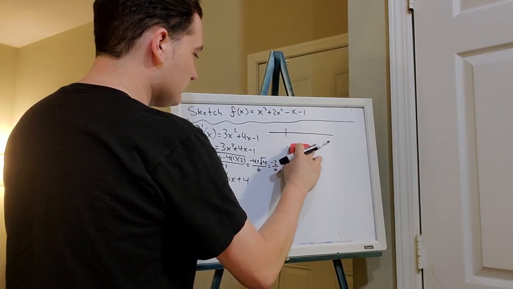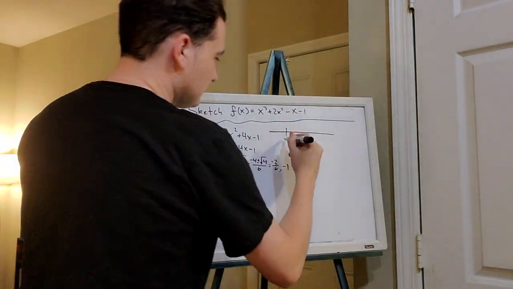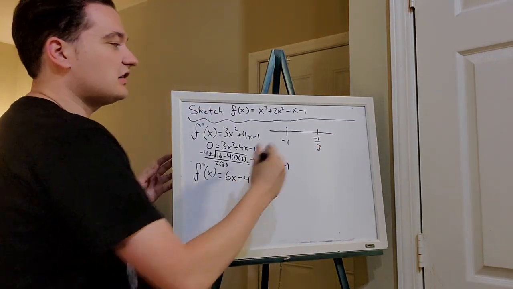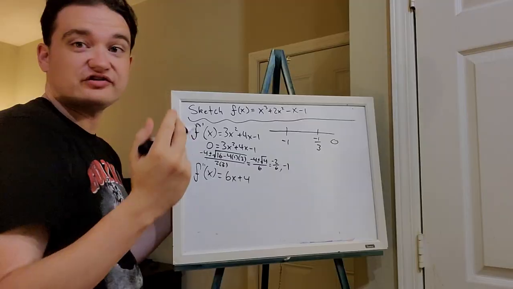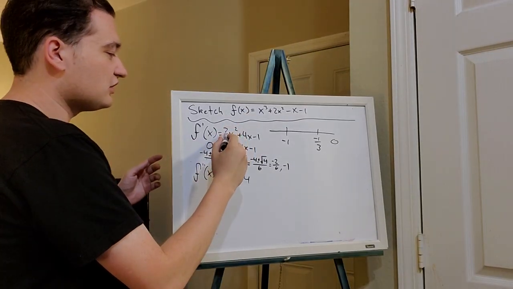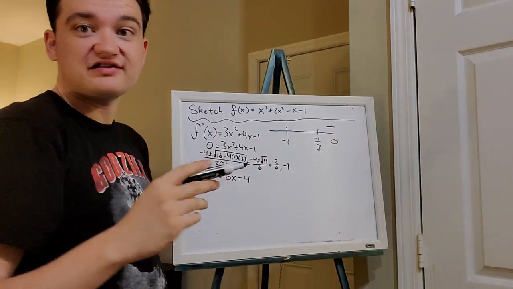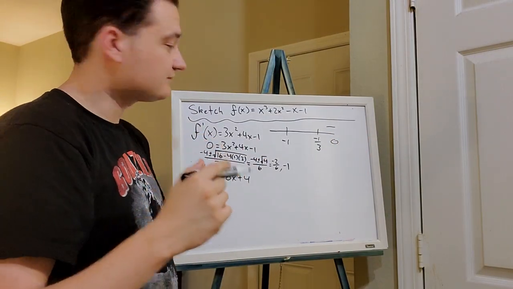Set this up wrong. -1, -1/3. Okay. Let's start with, probably, the easy one. We're going to take 0. Plug 0 into this, we get -1. So this is negative. We're decreasing from -1/3 to infinity.